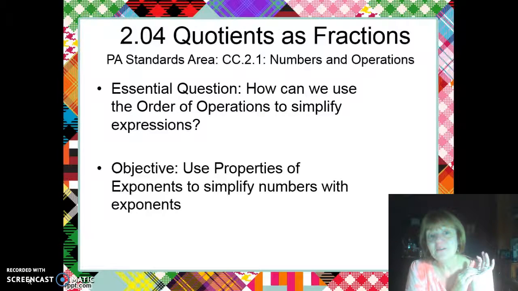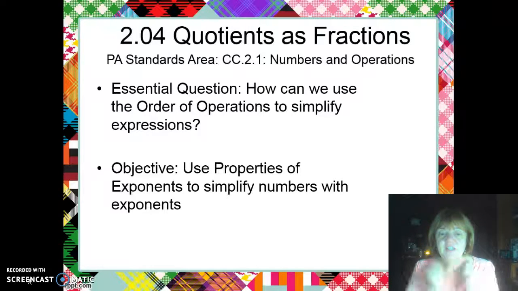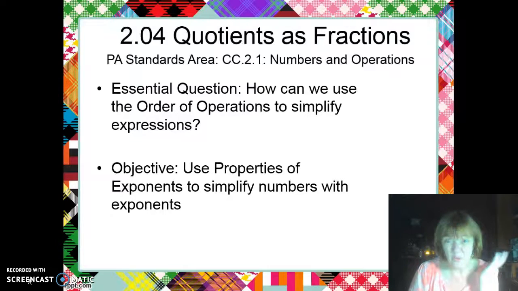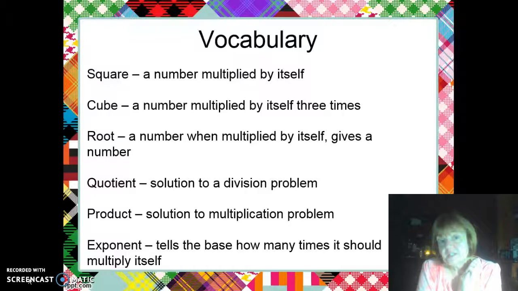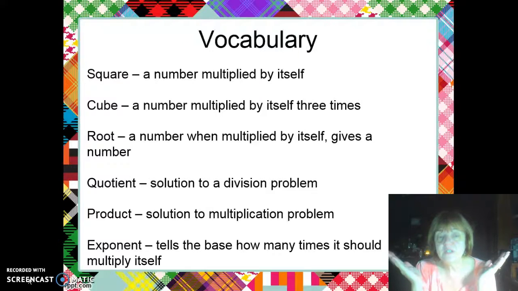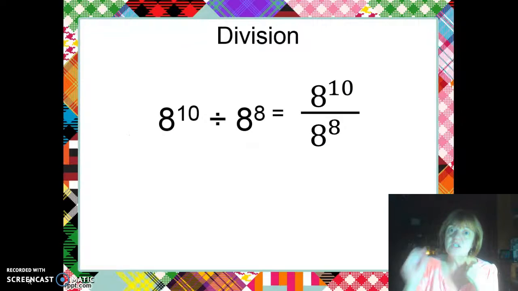Today we are continuing with the same essential question, and our objective is a big objective: using properties of exponents to simplify numbers with exponents. And that's what we're doing today, where we're going to talk about quotients as fractions, something you probably already knew. I'm not telling anything new, but I'm going to tell you anyway. Quotients is the only vocabulary word I'm really using today, but we've already talked about it, right? You know what a quotient is: the solution to a division problem.